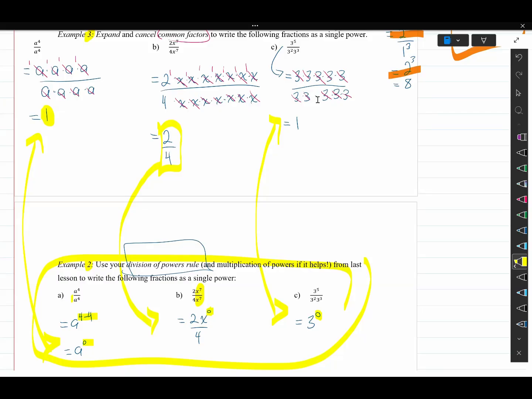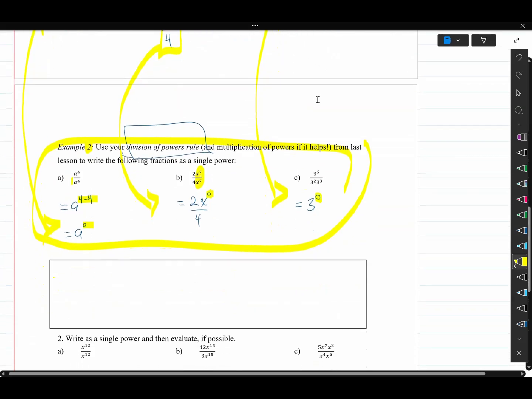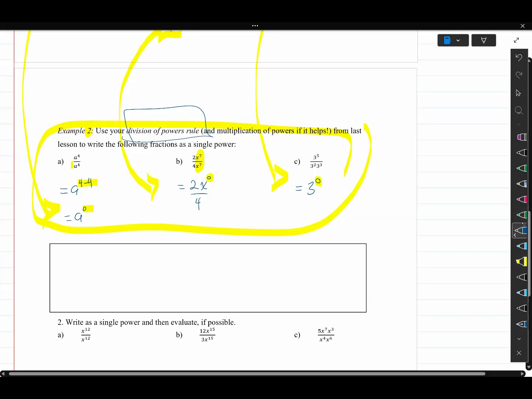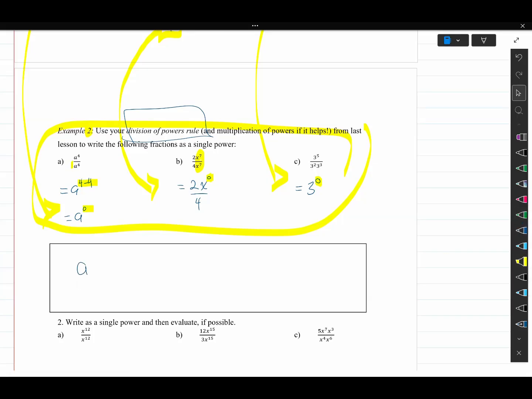Okay, we've seen how it works using our division of powers rule. There are other strategies that we could have used to look at that. We just chose this one. That's all well and great. Our exponent rule then is that a base of anything to the exponent 0 just equals 1.